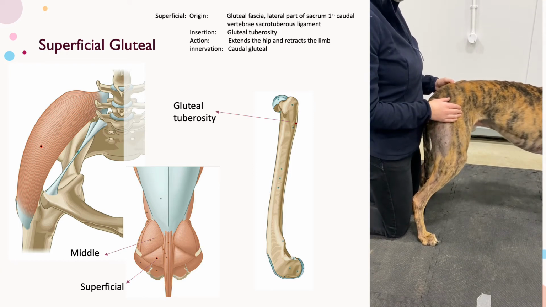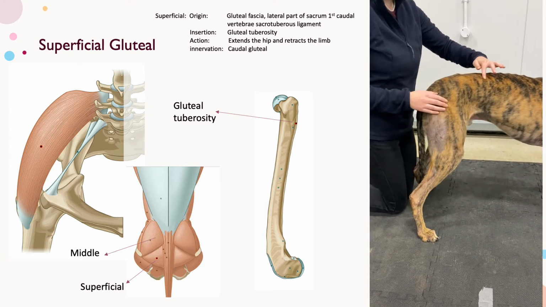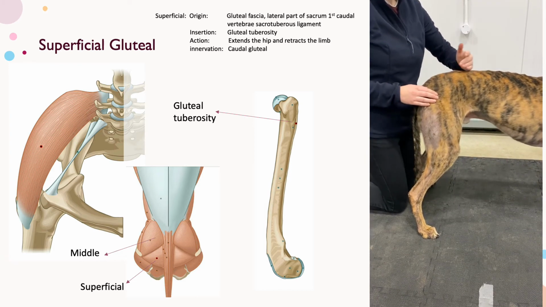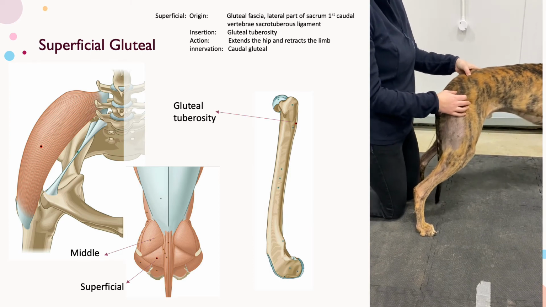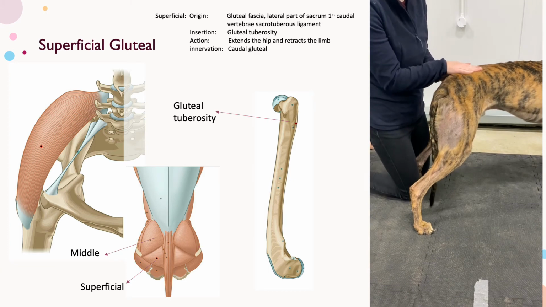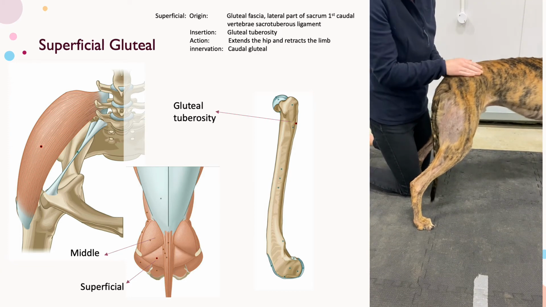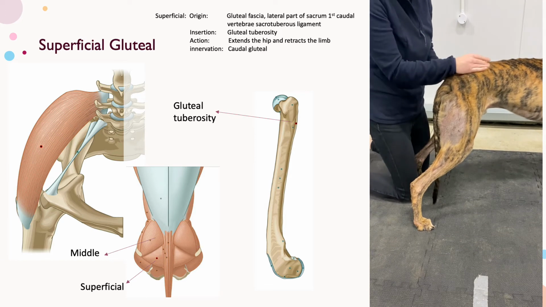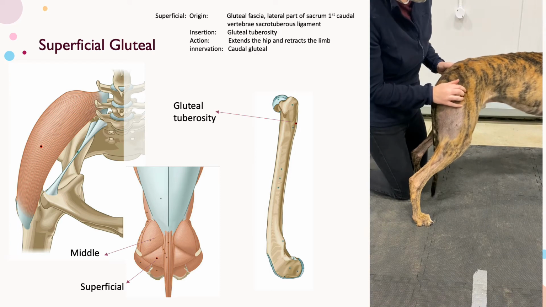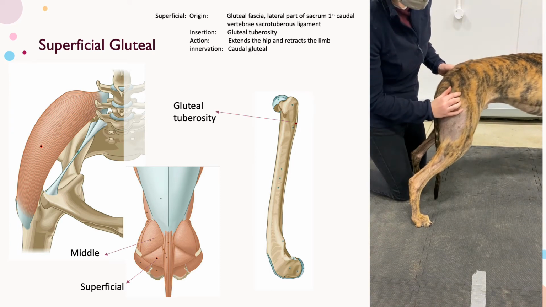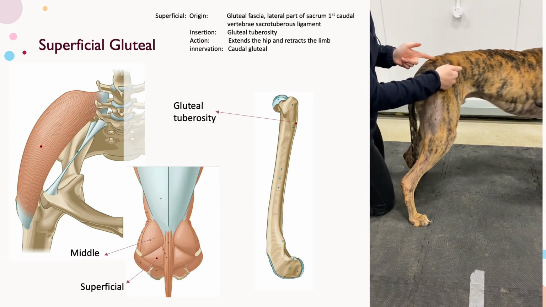Let's go through the palpation. So Meg's just going to outline here where the gluteal fascia is. So it's running over the pelvis. And then she's palpating back for the lateral part of the first sacrum. And then just showing here where the sacrotuberous ligament would be running down in the pelvis, and then palpating down to find the greater trochanter, and then coming caudal for the gluteal tuberosity.